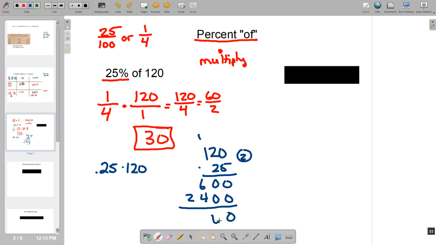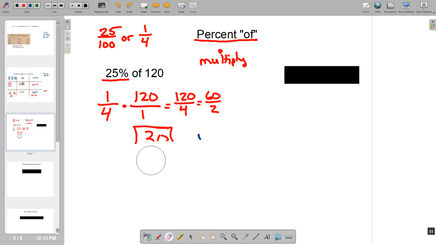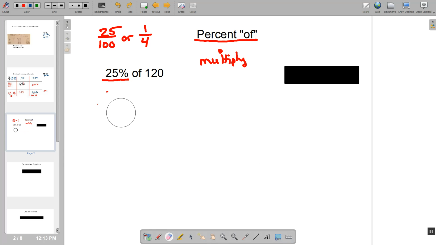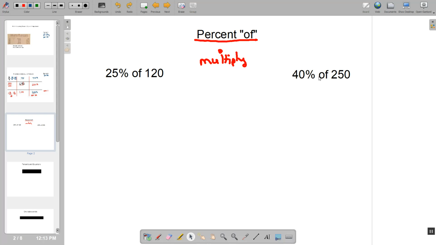And I end up getting 3,000, but remembering there are 2 digits behind the decimal point, so my answer is once again 30. I'm showing you this to show that once again, when you are doing percent of, you can do fractions or decimals. Now, I know we're going a little quick through this, but my assumption is that you've seen most of this before. If any of this is totally new, you need to let me know so we can work through some of it together.